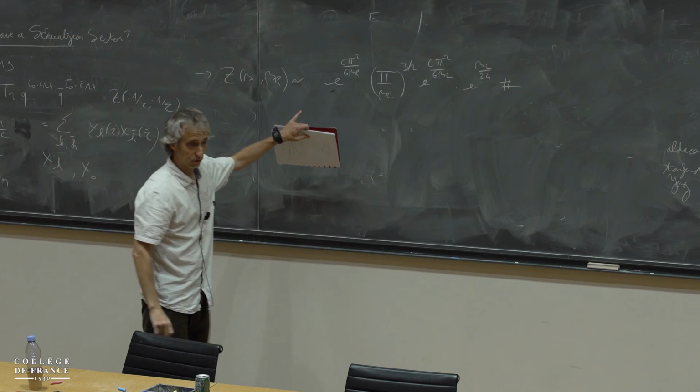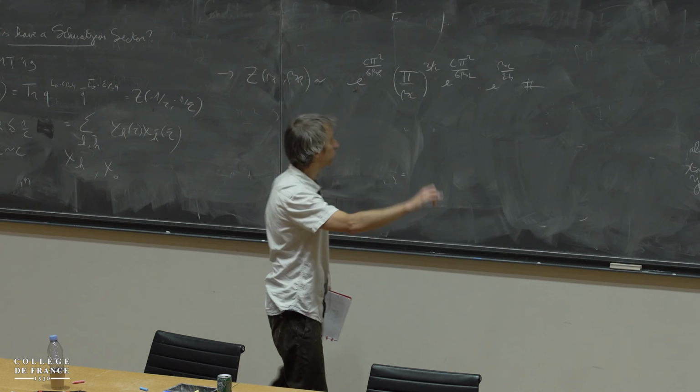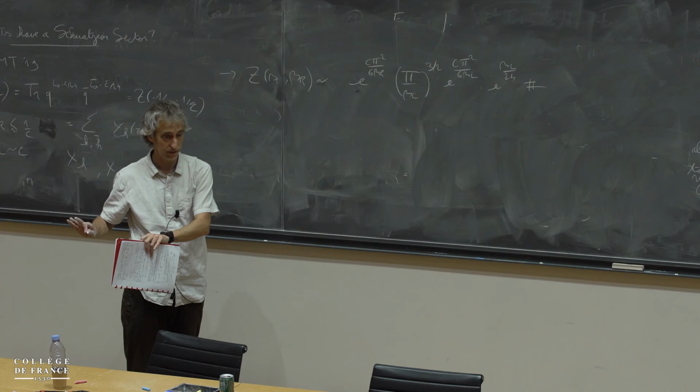So this is precisely the Schwarzian partition function. Now, if you compute the entropy, you will find that the entropy you derive from this is exactly the near-extremal entropy that you will get for BTZ. Okay, so that's the CFT result.